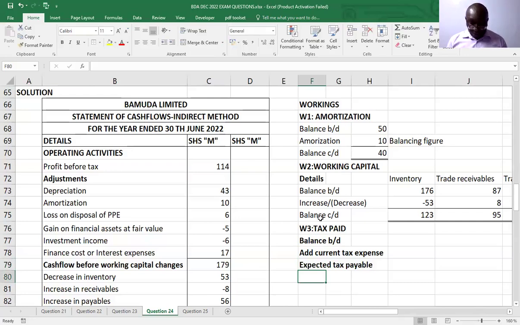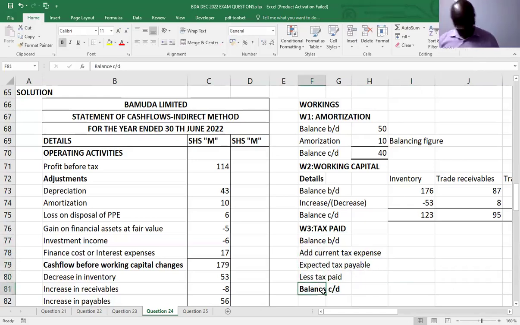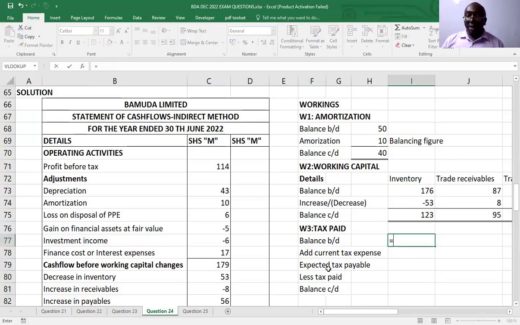You get the tax paid, or you say now less tax paid, and then you get the closing or the balance carried down. The balance carried down. Okay. Balance carried down. So let's go for the balance brought down.